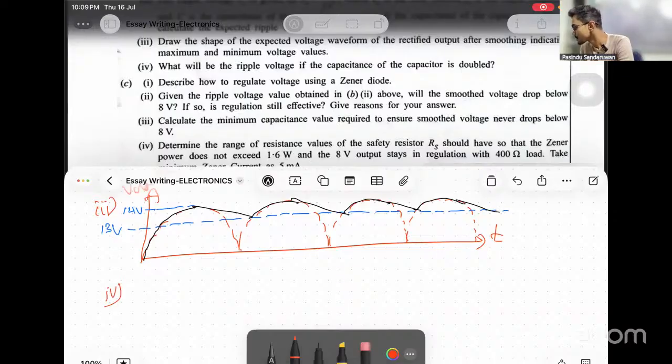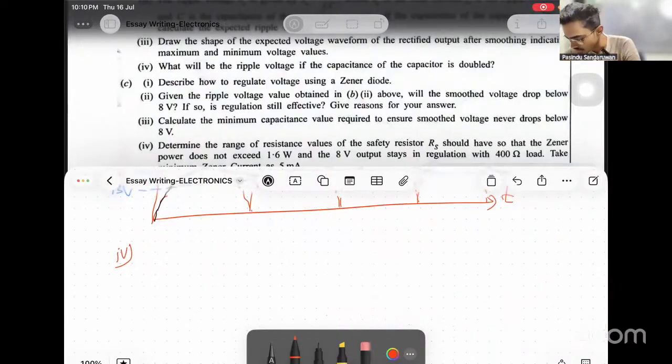4. What will be the ripple voltage if the capacitance of the capacitor is doubled? If the capacitance is doubled, what happens? We know the capacitor functions from Q equals CV. Now this is only about ripple voltage, so you can argue using this also.